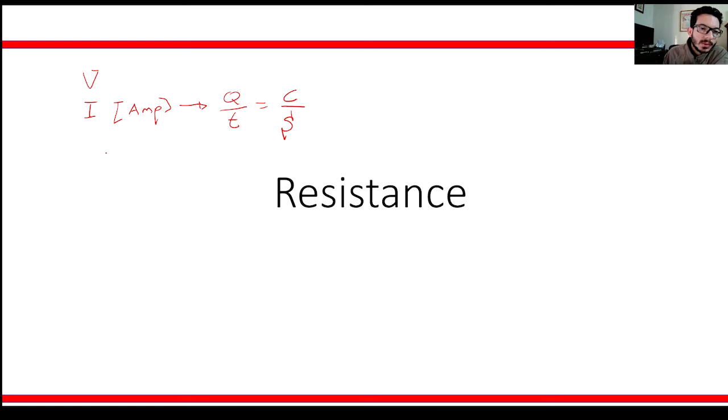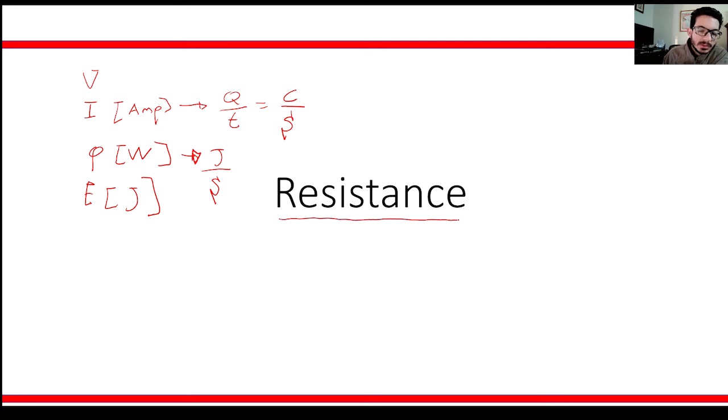We also talked about how power is energy over time. So power has units of watts and energy is units of joules. And power is joules over time. Now we have to talk about one important concept, which is resistance.